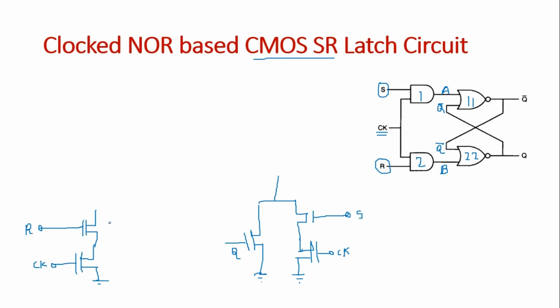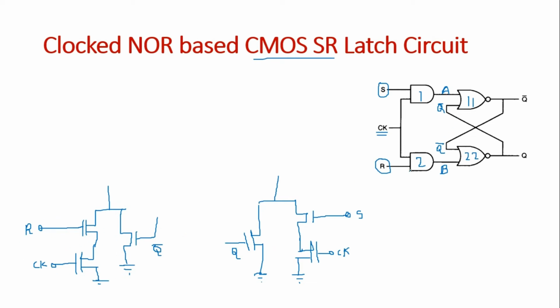Similarly here, this R and clock will again be in parallel with Q bar. So this is B, and this is going to become Q bar, and they are in parallel. So this is how we can design a pull down network for this circuit.